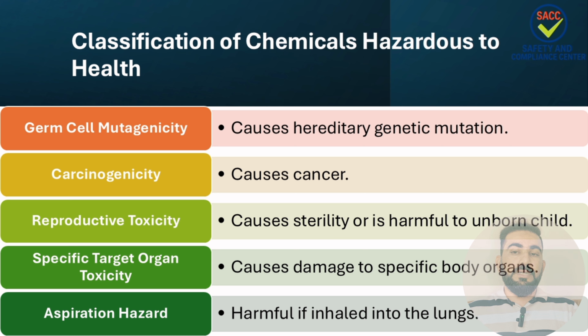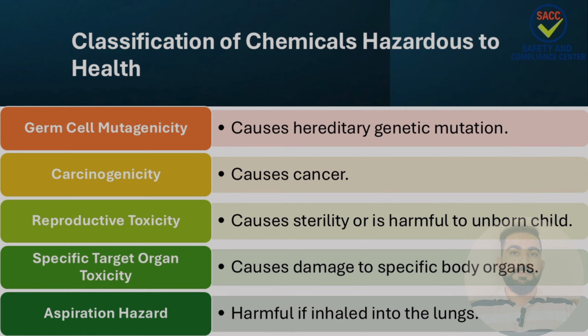The specific target organ toxicity: these substances can damage specific organs in the body, such as the liver, kidney, or the nervous system, either after one-time or repeated exposure. The aspiration hazards: these are substances that can be dangerous if inhaled into the lungs, especially liquids. They can cause serious lung damage and even death, sometimes without immediate symptoms.